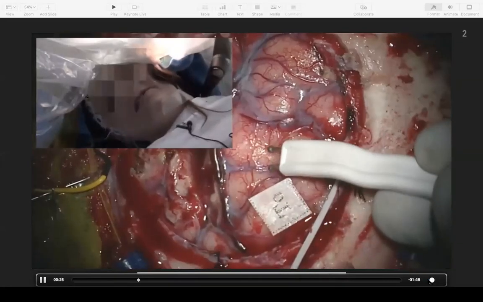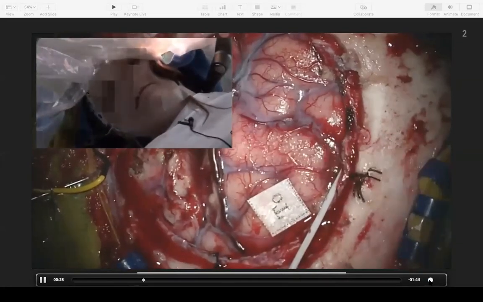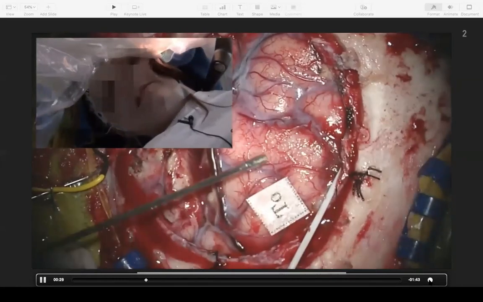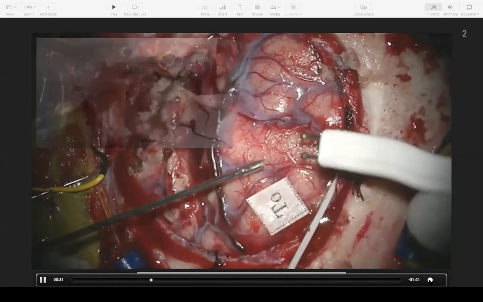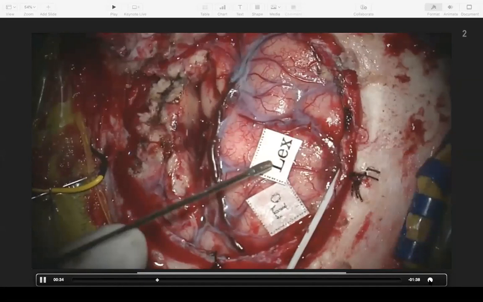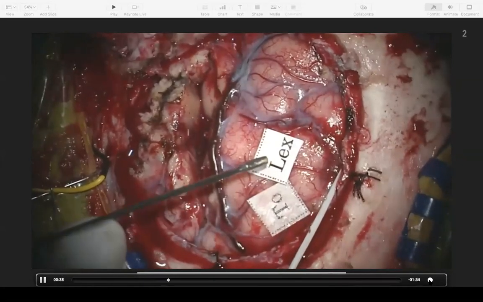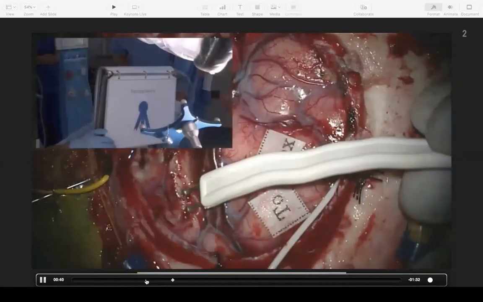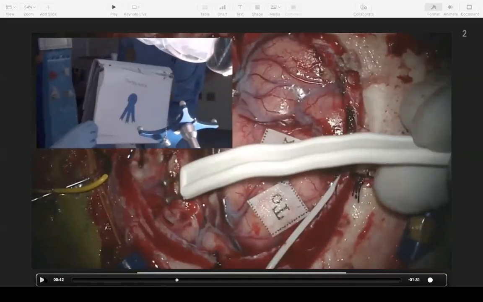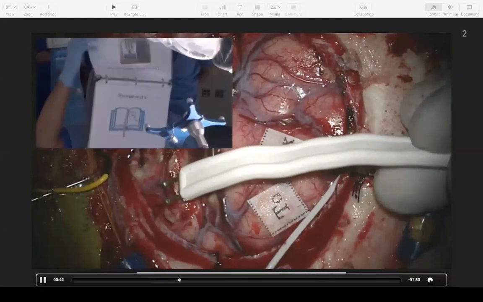As we can see, the patient is talking during the procedure, so they can test the area for speech. When she has a stimulation for the area of speech, she will have what we call speech arrest. And then we will test the language area. The language area is the area where the patient can understand what he sees. So they are showing her multiple pictures.